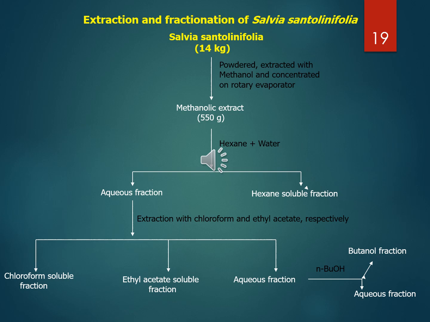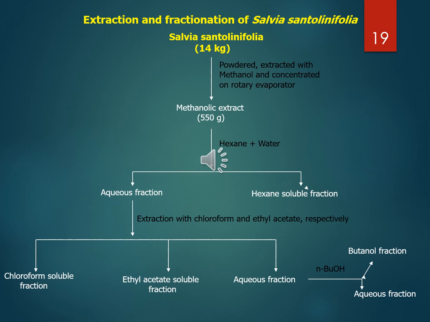The aqueous fraction is further extracted with chloroform and ethyl acetate respectively, and we obtain two more fractions, that is the chloroform soluble fraction and the ethyl acetate soluble fraction. The aqueous fraction at the end is further extracted with butanol, and we obtain two fractions, that is the butanol fraction and the aqueous fraction. In this way we obtain a total of 5 fractions in the increasing order of polarity of the organic solvents. Those fractions are the hexane soluble fraction, chloroform soluble fraction, ethyl acetate soluble fraction, butanol fraction, and aqueous fraction.